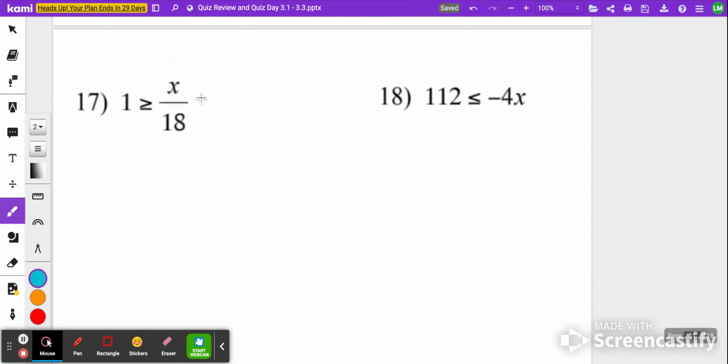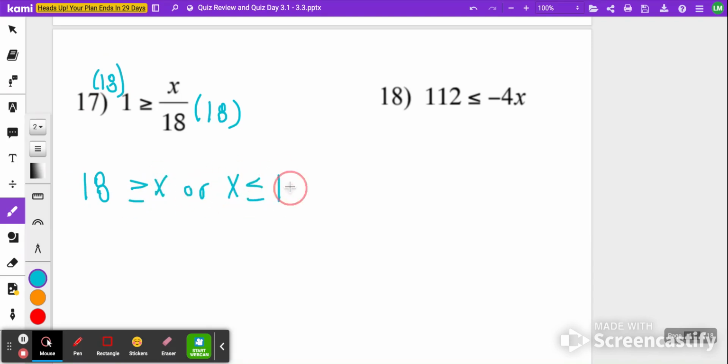For number 17, to solve this one, I'm going to multiply both sides by 18, which should be very easy. So I get 18 is greater than or equal to x, or to rewrite it, x is less than or equal to 18. That is an easier way to write it just for helping us graph correctly. So graphing x is less than or equal to 18 is a closed circle pointing left.